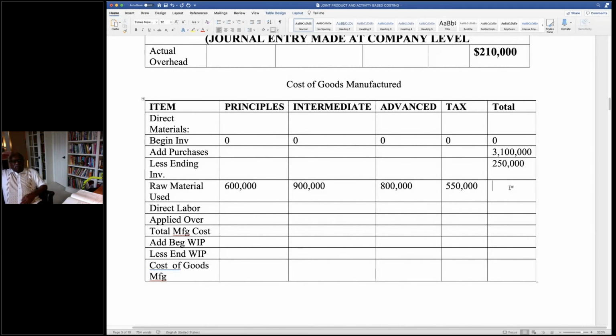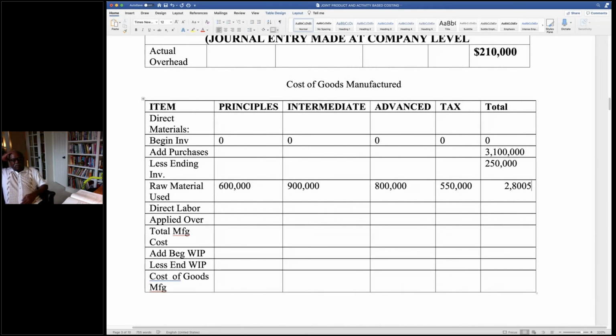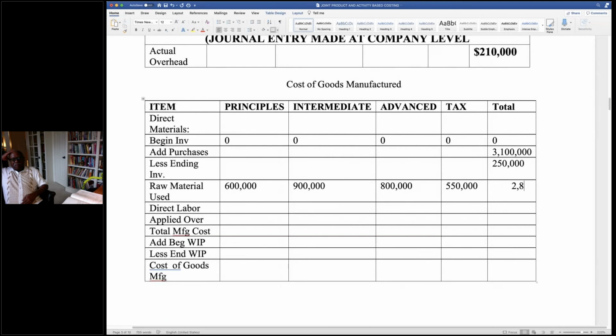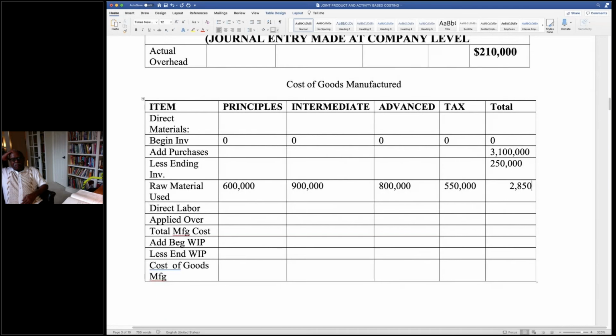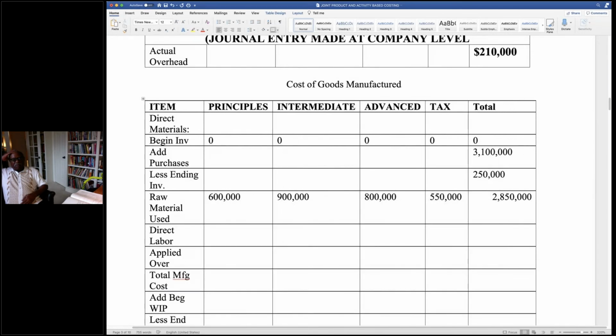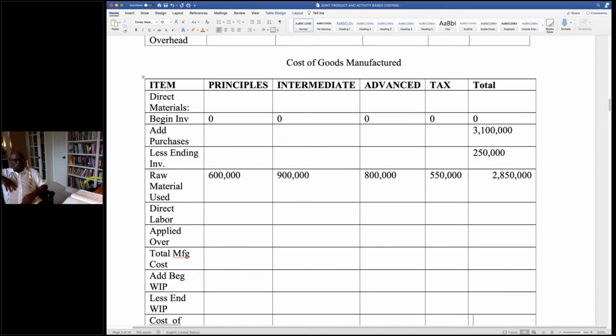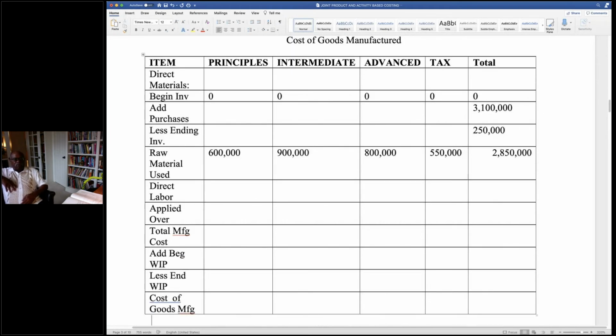$2,850,000. And then we know we did it correct because if you take the amount that they purchased and subtract it from the amount that they had left over, you're going to get the total that they used, and everything adds up. So that top part is right.